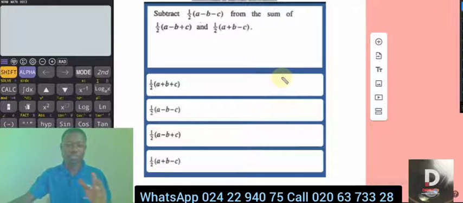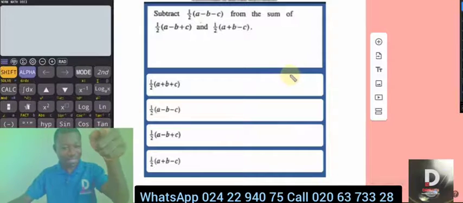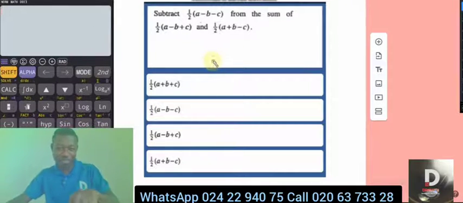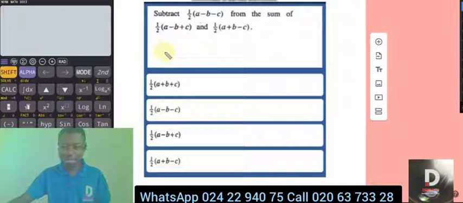Okay. Subtract half into bracket a minus b minus c from the sum of the two numbers, as you see there, the two terms. Subtract the one up there from the sum of this. So sum this one and subtract the one out there from it. Do we get the picture? So from the sum, we just rearrange as we did in algebra. So the sum of this is half into bracket a minus b plus c.